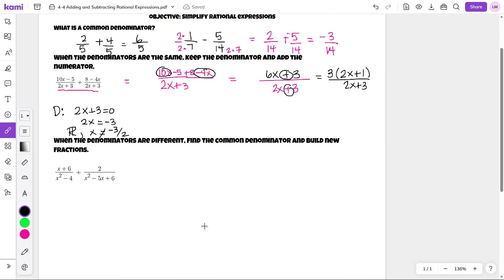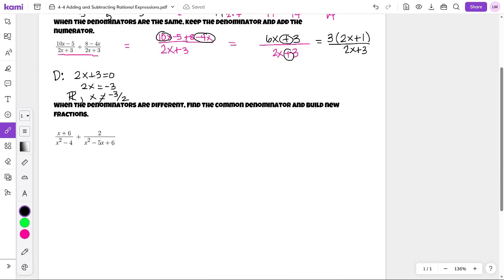All right, when the denominators are different, I find the common denominator and build new fractions. So the first thing I do is factor if it's not factored. The last one that I did was already factored. There was only one factor in the bottom. I really didn't have to do anything. This one, I need to see what I'm dealing with. So on the bottom of the first fraction, I have x minus 2, x plus 2.